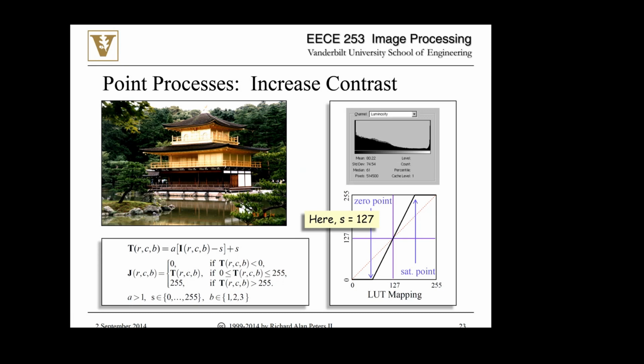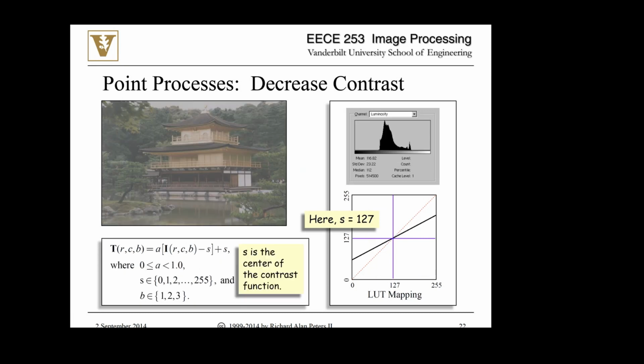And what about this one? Are we increasing or decreasing the contrast? Increasing, because this distance here is now much better. We are increasing the contrast. And now we recognize a pattern. A is the slope of this transformation. If A is larger than 1, we increase the contrast. If A is smaller than 1, we are decreasing it. So depending on the slope, we are increasing or decreasing the contrast.